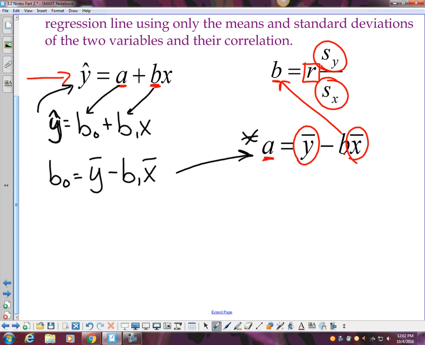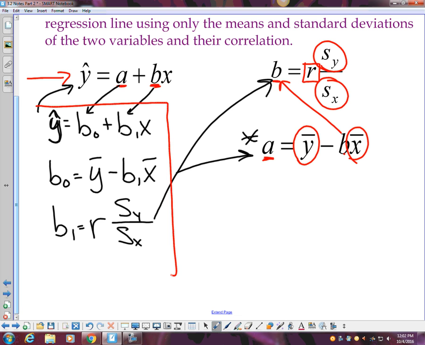Then if you'll go 2 formulas down from that, so we're now second from the bottom, you'll see b sub 1 equals r times the standard deviation of the y's over the standard deviation of the x's, which is your formula for slope. So yes, the formula sheet gives this information to you, but it gives it to you with b sub 1s and b sub 0s.